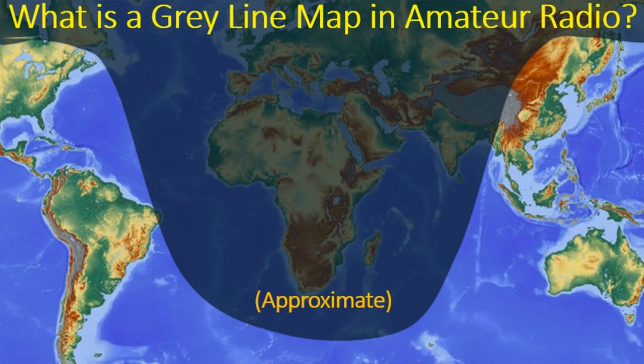That brings us to the concept of gray line propagation. Simply put, gray line is the line separating daylight and night zones of the globe. Due to the difference in ionization of various layers of the ionosphere, dawn and dusk are the best times for long distance communication, typically on 40 and 20 meter bands.